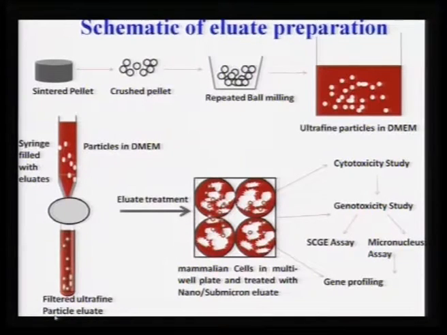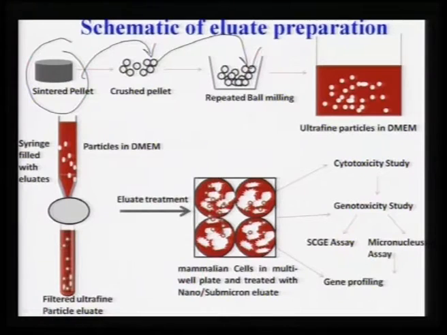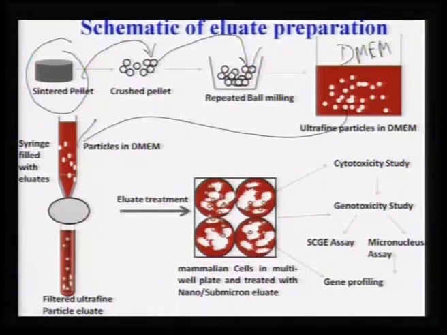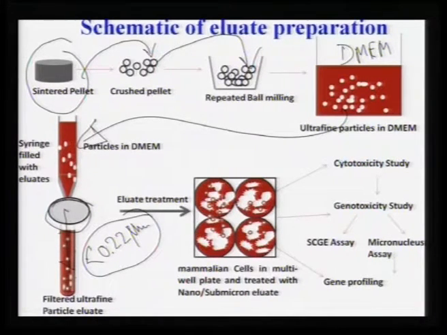Now, how were these particles generated? After sintering we get a sintered pellet. This pellet can be crushed into small particles, then you can do ball milling, and in this ball milling process you can make fine particles. These fine particles you can put in the DMEM, the typical culture medium, and disperse them, then simply filter them with a filter. After the filtration you get a particle size less than 0.22 micron, very fine particles, and this medium you can directly use to treat different cells like L929 cells and other types of cells.